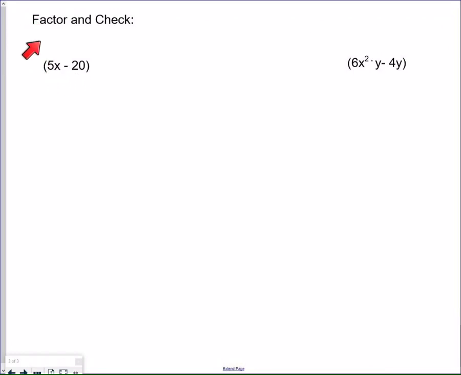In other words, this is the reverse distributive property. So in other words, there was a binomial, somebody distributed something into it, let's take out whatever was distributed. Another way to look at it is it's looking for common factors.